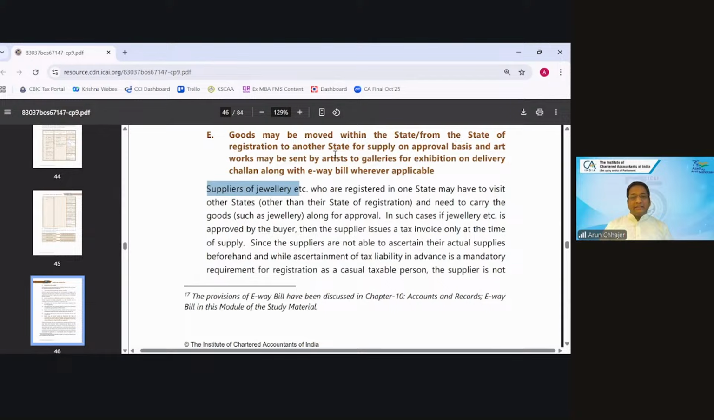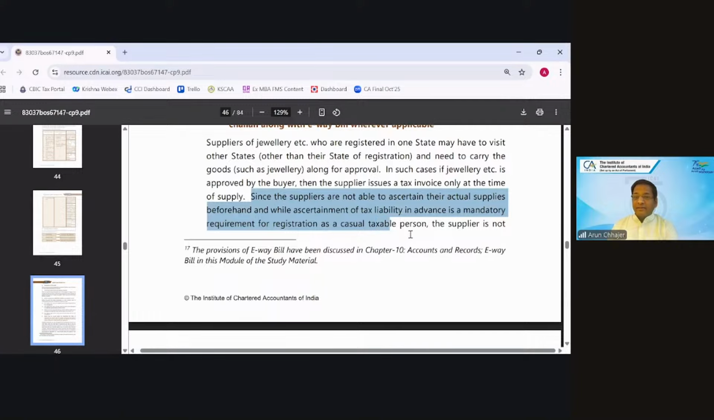Suppliers of jewelry who are registered in one state may have to visit the other state and need to carry the goods along for approval. In such case, if the jewelry is approved by the buyer, then the supplier issues the tax invoice at the time of supply. Since the suppliers are not able to ascertain the actual supplies before, and ascertaining the tax liability in advance is a mandatory requirement for registration as a casual taxable person.